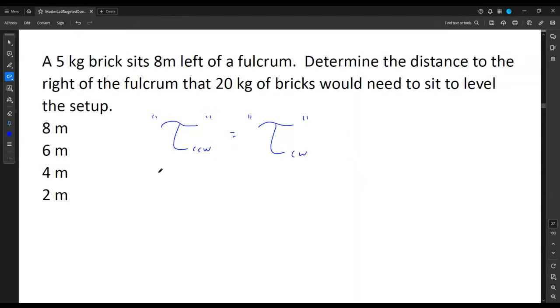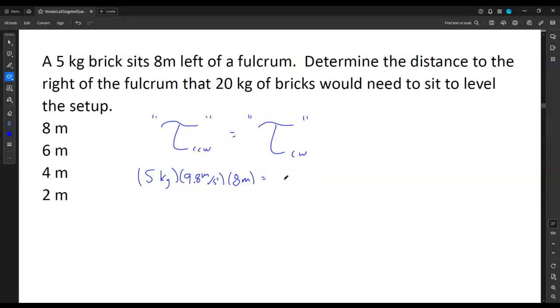So if we were to do real torque, we would need 5 kilograms times gravity. Now this one's based off of one of the simulations. So gravity in that is 10 normally, but I'm going to use 9.8 because we're a little bit more accustomed to that. Okay, so this makes the weight or the force being pushed on the setup. And then the distance away is the last piece of information. We'd have 8 meters.